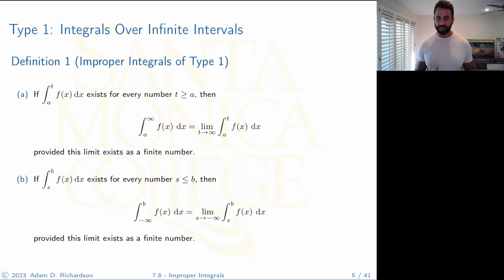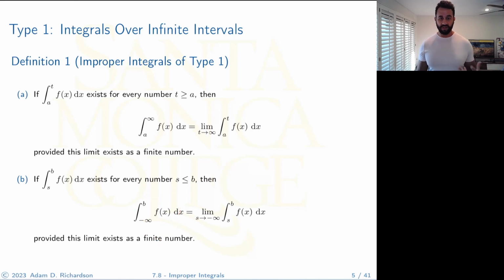So there's a couple things we're requiring. We're requiring that these definite integrals all exist for every number t greater than or equal to a. And if that's the case, then we can define this improper integral as the limit of these proper integrals. That's basically the idea. And you can also go both ways. So it doesn't just have to be a to infinity. It could be another integral that goes from negative infinity to b, for example.